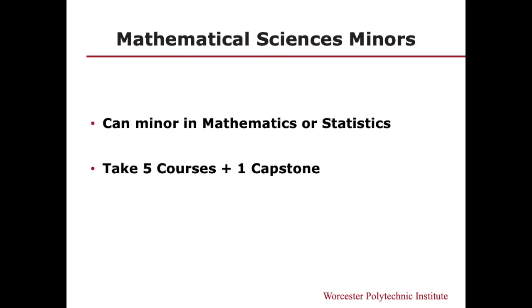It's also common that many students minor in math or statistics. A lot of majors at WPI require a lot of math. That makes the mathematical sciences minor fairly low-hanging fruit for many students. So you're taking 5 courses and then 1 capstone, which is going to be an upper-level course in math or statistics.